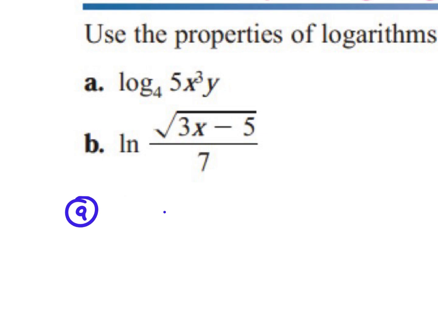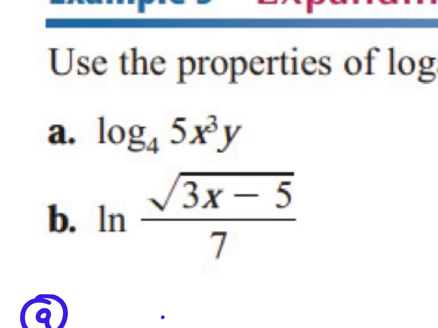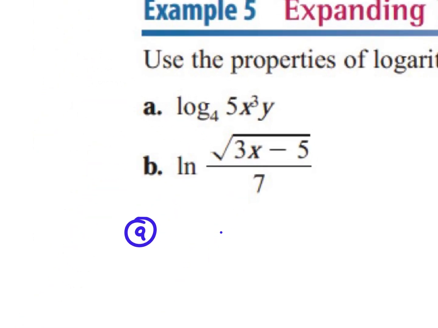So A. I like to look at this and say, okay, what's going on here? What's happening between 5, x, and y? They're all being multiplied. So when I pull it apart, what am I going to write instead of multiplication? Addition. Good. And I have a 3. That's an exponent. Where is that going to go? To a coefficient. So watch. Everything gets its own log.